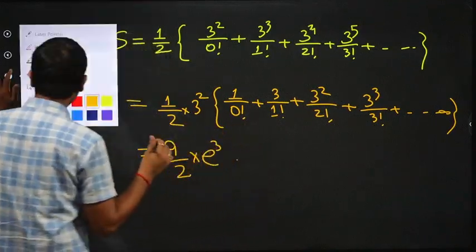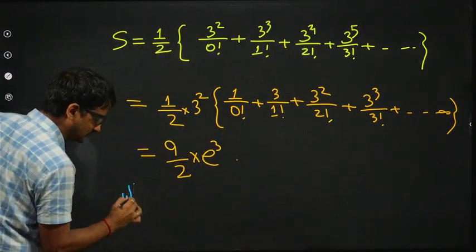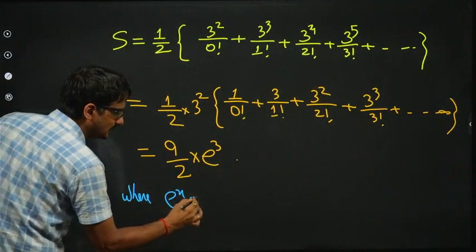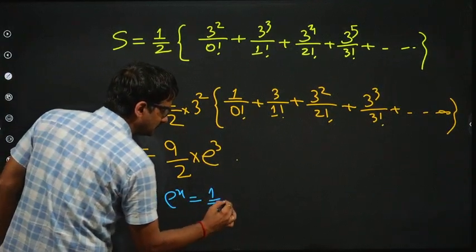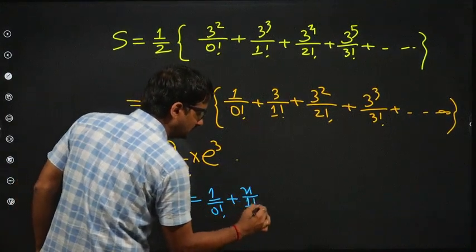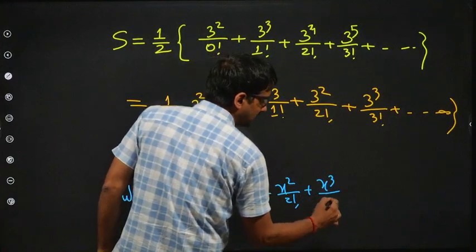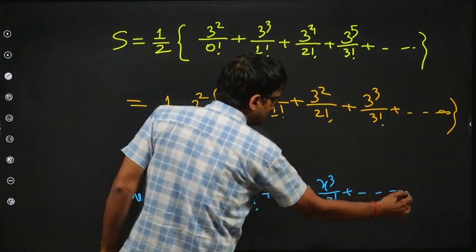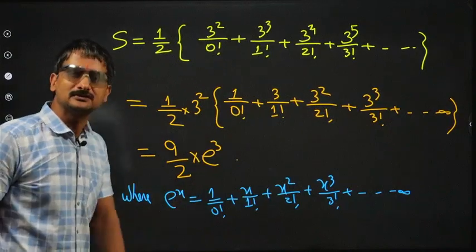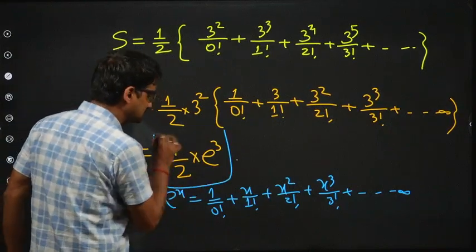If you wish, I can write it here, bachon, where we should know that e raised to the power x is 1 by 0 factorial plus x by 1 factorial plus x square by 2 factorial, x cube by 3 factorial, and so on. So just substitute x as 3 and you get this as the answer.